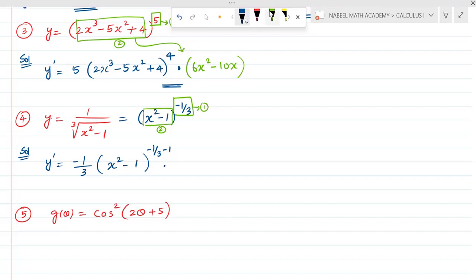After that, this is done. Now I have to differentiate the inside term. So what is the derivative of x squared minus 1, which equals 2x, and the 1 becomes 0. Now, if you simplify this part, you will get y prime is equal to minus 2 over 3 times x squared minus 1 to the power minus 4 over 3. So that's it.